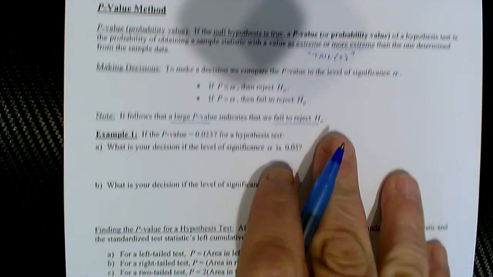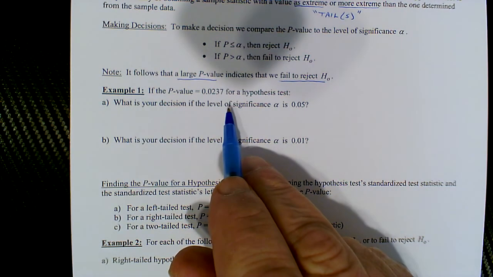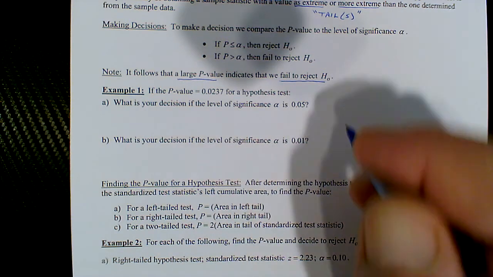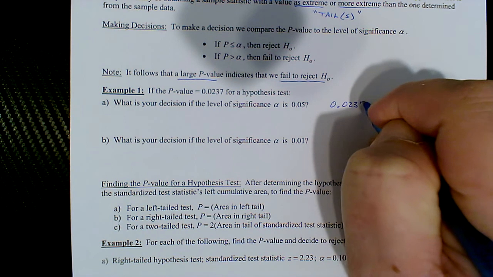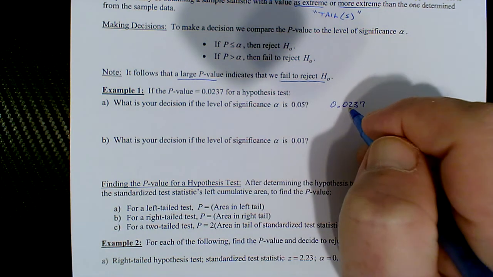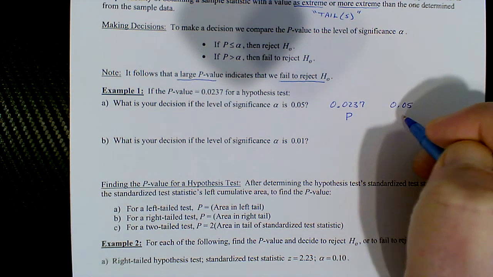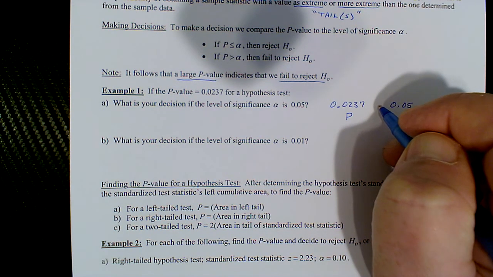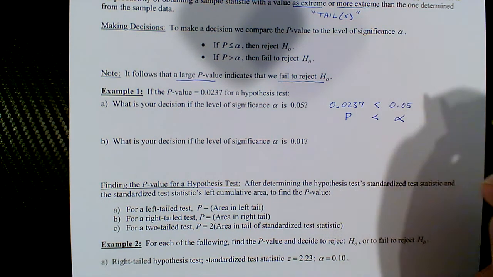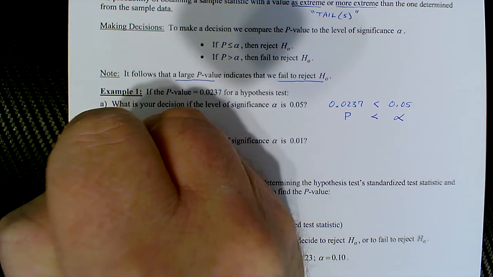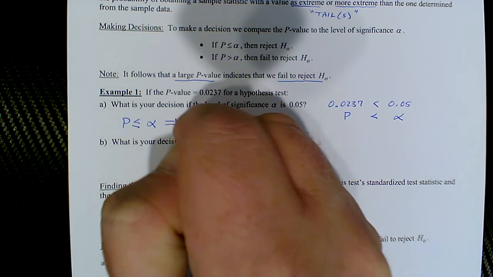So here are a couple of little warm-up problems with regards to p-values. If p is 0.0237, you might want to set up an inequality. This is the value of p, and we're comparing it to alpha, which is 0.05, and it looks like 0.0237 is less than, again that's our value of alpha, so p is less than alpha, therefore, since p is less than alpha, we reject.